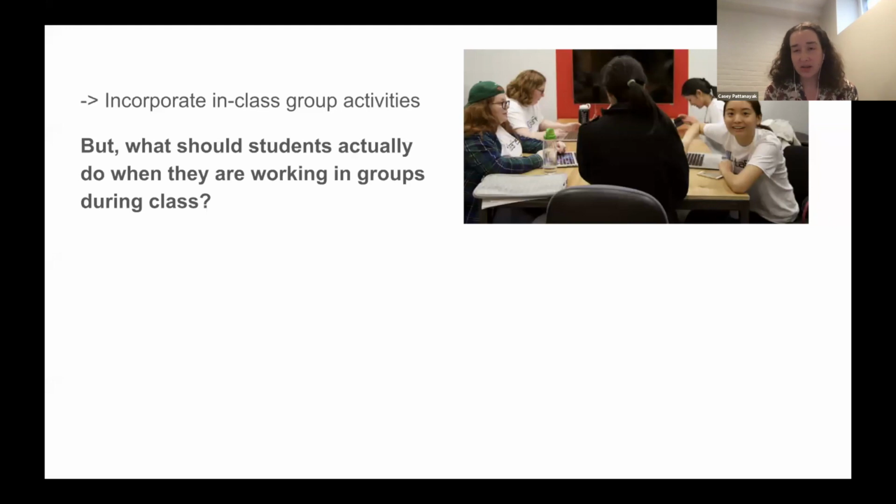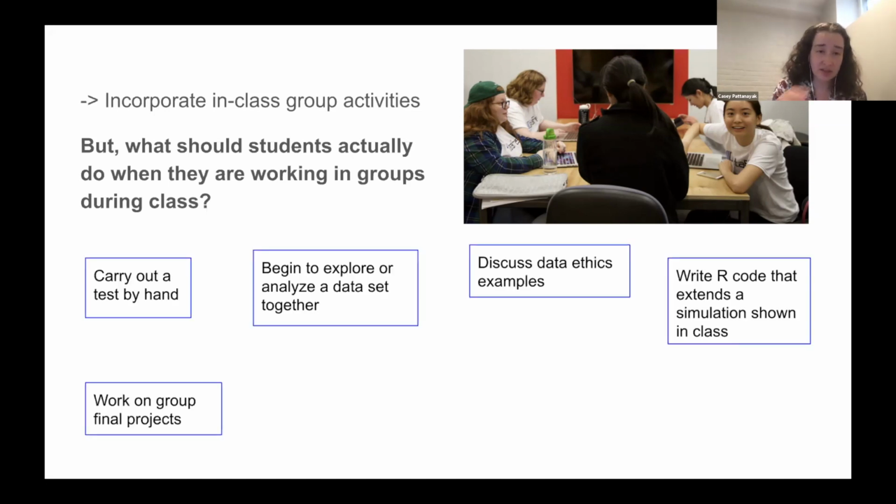This picture here is from DataFest a few years ago, but we want students to be working in groups in some way so that they all have a chance to speak. But then, of course, the question is, what should they actually do when they are working in groups? And there's lots of different things that I've done before, and many of you have done before. When students are working in groups, you can begin your homework a little bit. You can discuss an example. You can edit some of my code and see if you can get it to run.